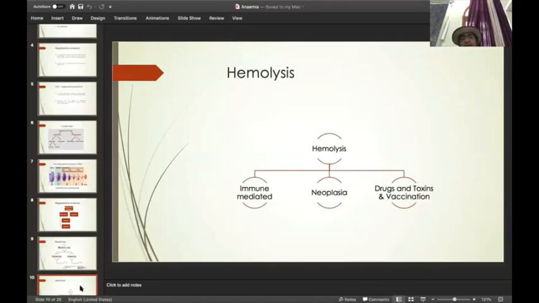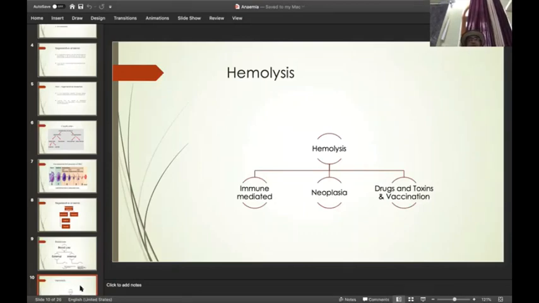For example, calcium and vitamin K. These are some of the external factors. If the animal is suffering from calcium deficiency or vitamin K deficiency, they are going to suffer from this type of problem, that is, coagulation defect, and due to that there is a chance of hemorrhage or hemolysis in the body.